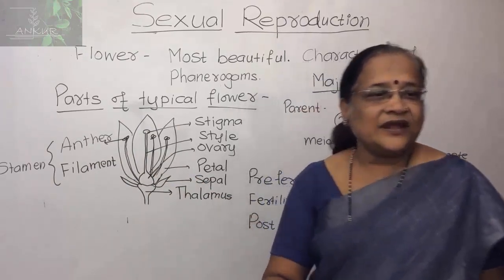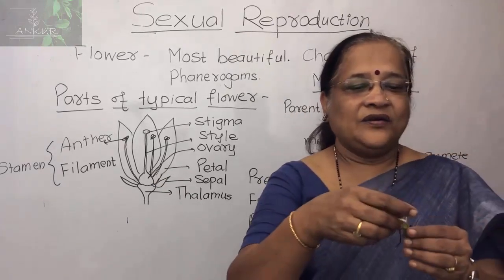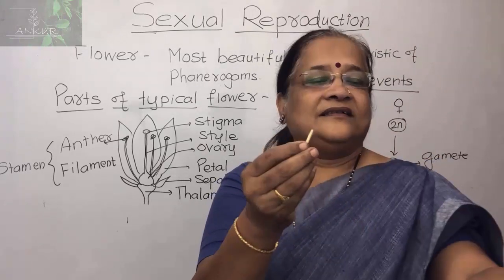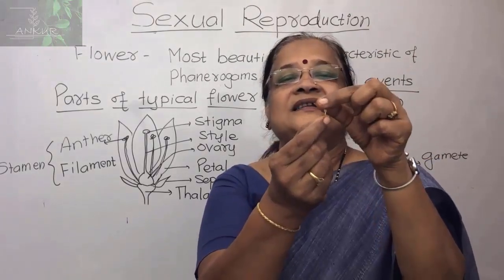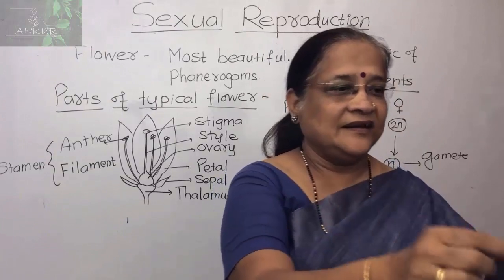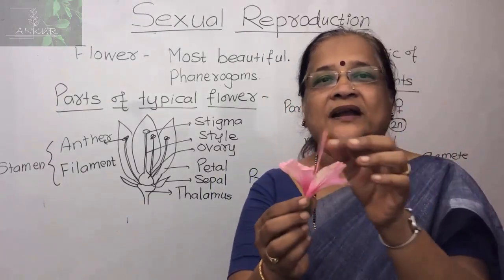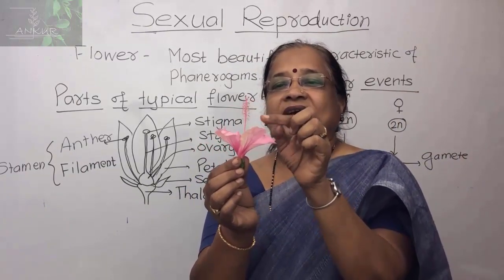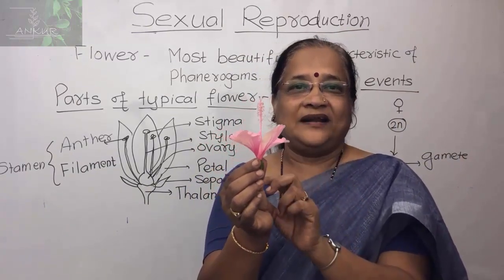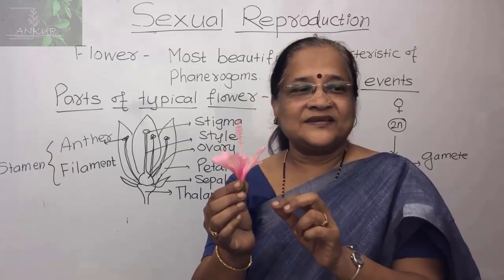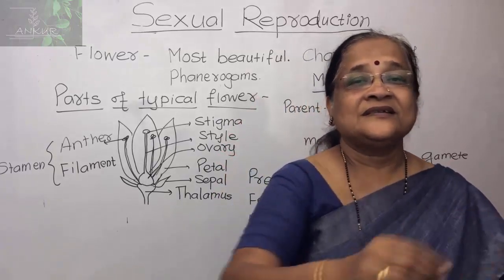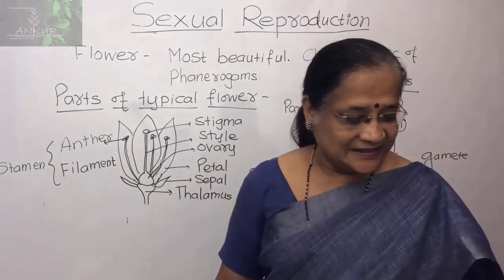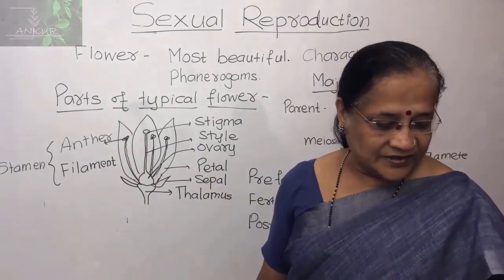In the Datura plant, you get this structure: this is the anther, and this one is the filament structure. In the hibiscus plant, all these anthers are united and form a single bundle. So in different flowers we get different types of arrangements of these reproductive structures, that is the androecium and gynoecium.